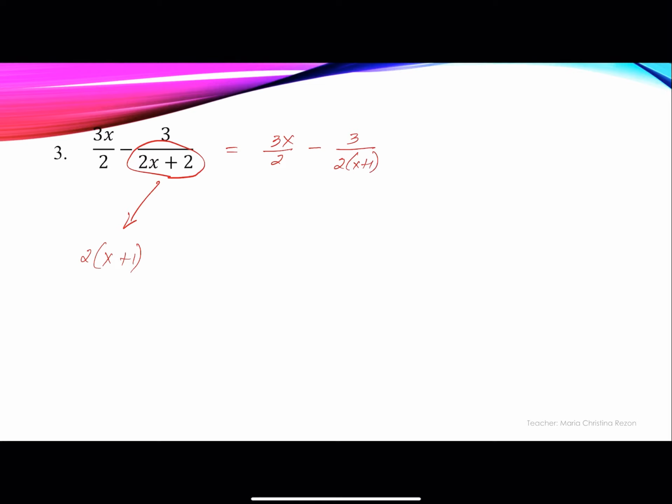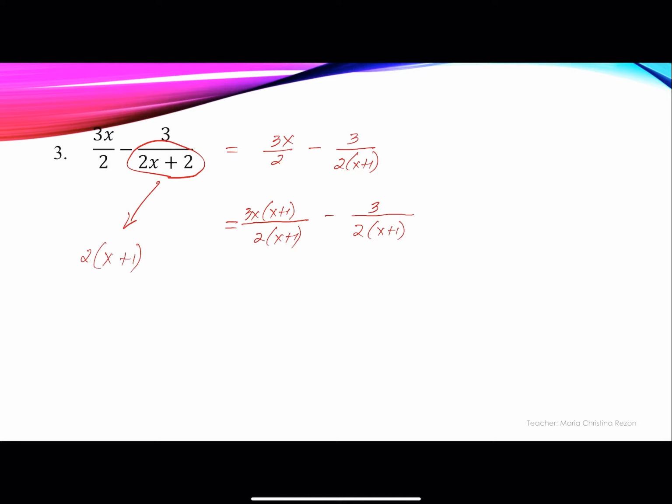Then we'll try to find the LCD. You have 2 times x plus 1 minus another one here, so you have 2 times x plus 1. Then 2 times x plus 1 divided by 2 gives you x plus 1 times 3x, so you will have 3x times x plus 1. And then here you will just copy 3.